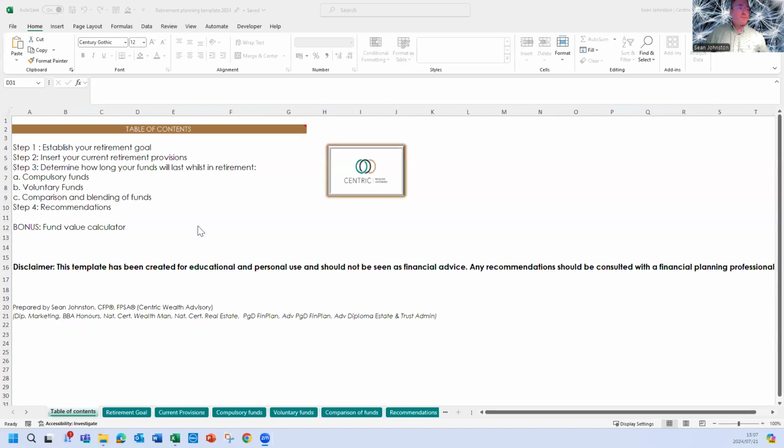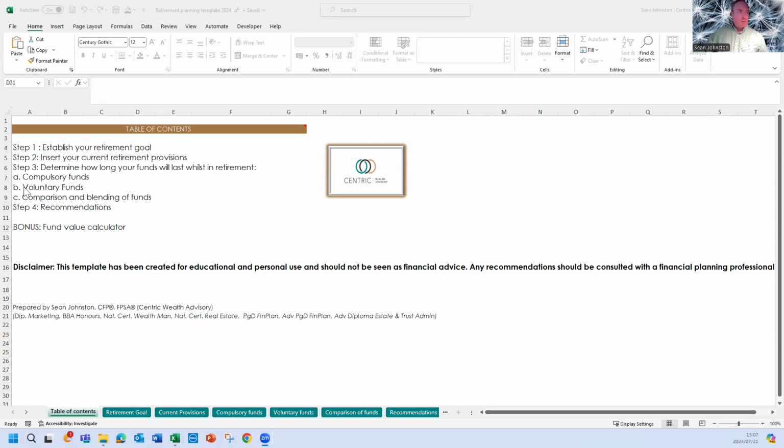So this template here is available for you to download in Excel. This is the table of contents. These are the four steps, as I've mentioned. The four steps that I'm referring to here is firstly, establishing your retirement goal. Two, inserting your current retirement provisions. Three, determine how long your funds will last in retirement, and this is across compulsory funds, which is retirement funds, and voluntary funds, which is discretionary, which is non-retirement funds. This is things like unit trusts, endowments, savings, etc. And then four, we do a combination and blending of funds.